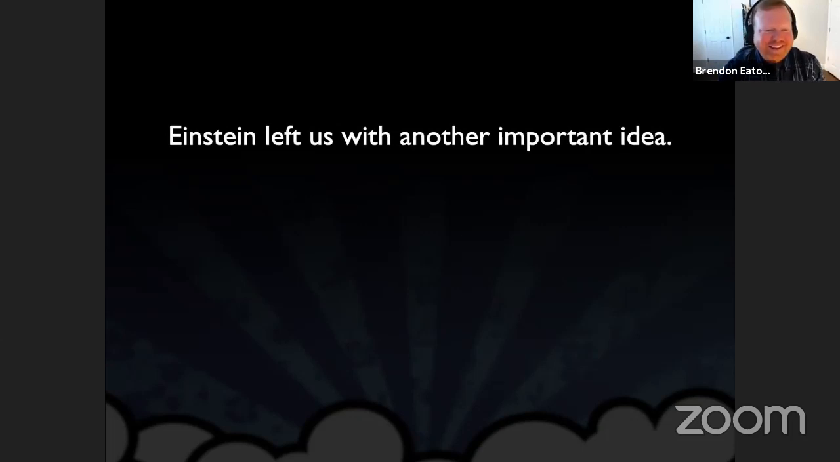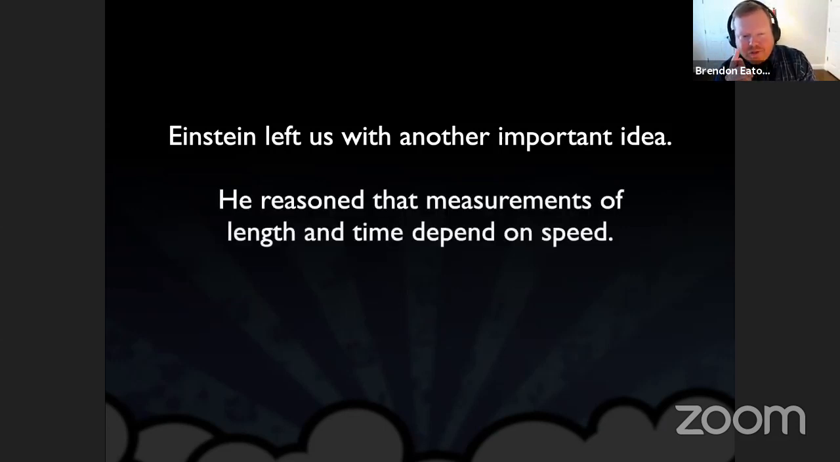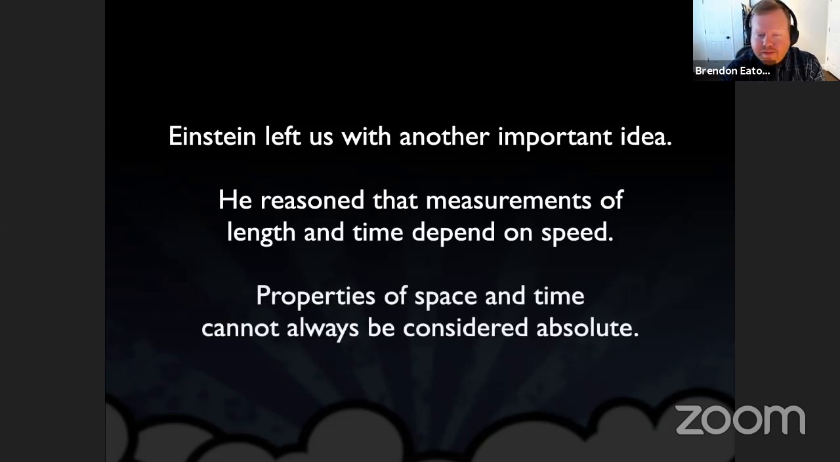Okay, last thing. Einstein left us with one more important idea. He said that measurements of length and time do depend on your speed, and properties of space and time cannot always be considered absolute. Maybe you've heard this before when we talked about the pair of astronaut twins, and one of them spent time at the International Space Station for X amount of days and came back, and they actually aged a different amount because time was dilated. You're not going to be expected to make any calculations on this, but it's just an idea that there is this thing called time dilation.